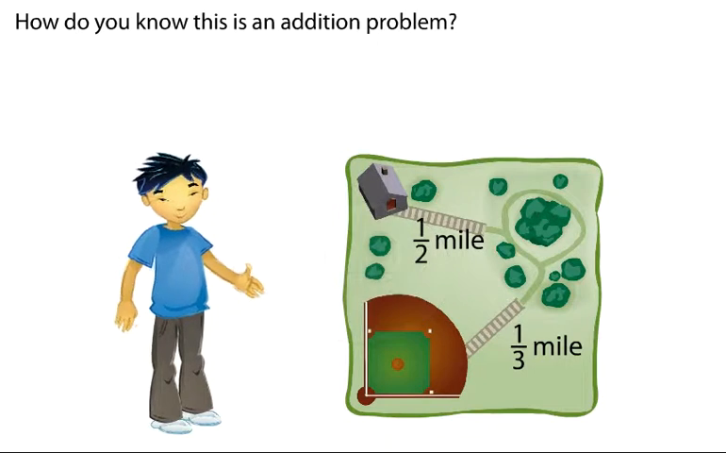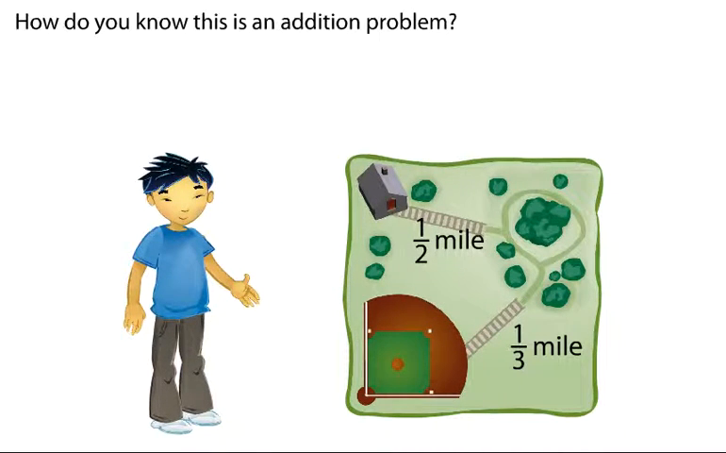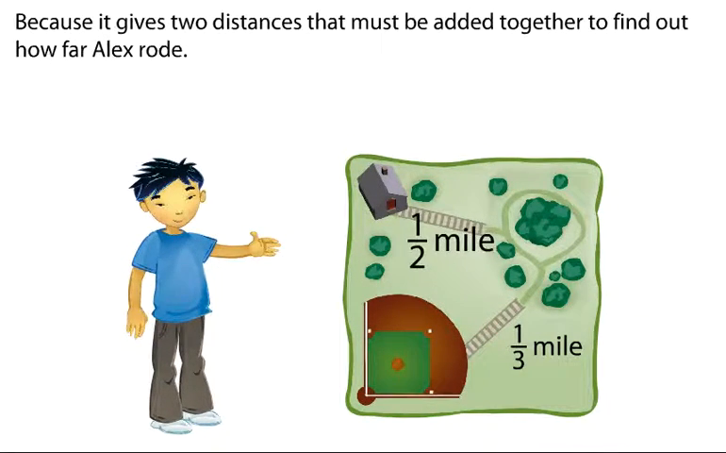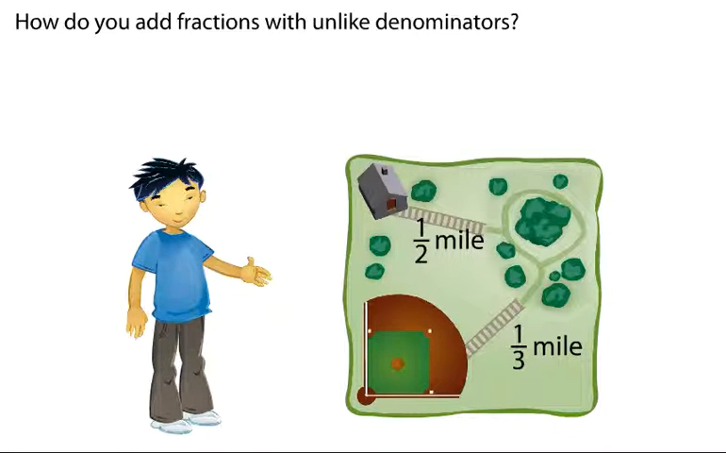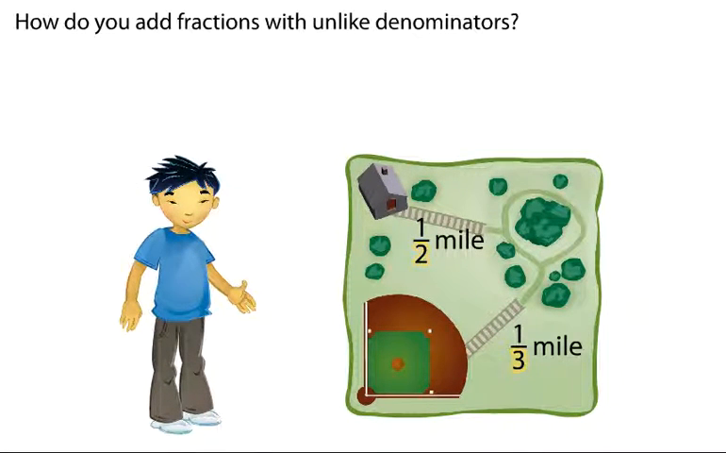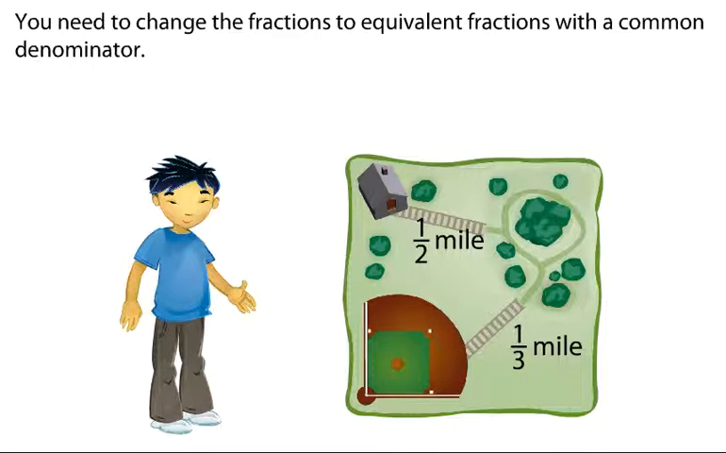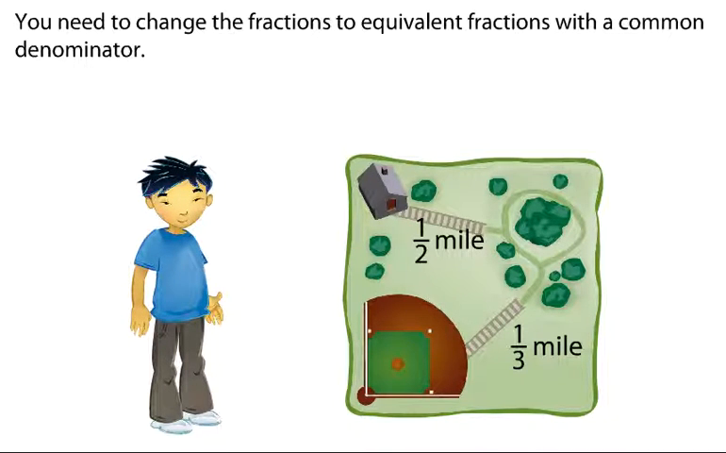How do you know this is an addition problem? Because it gives two distances that must be added together to find out how far Alex rode. How do you add fractions with unlike denominators? You need to change the fractions to equivalent fractions with a common denominator.